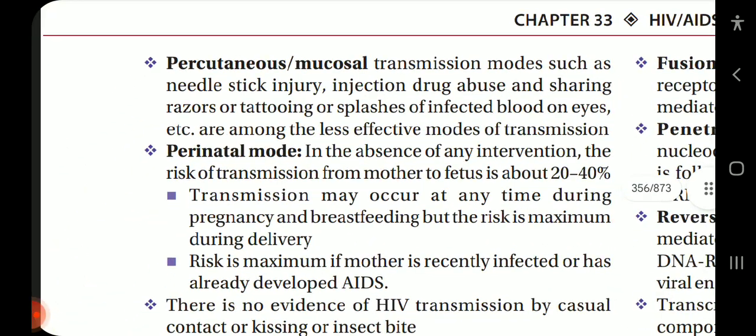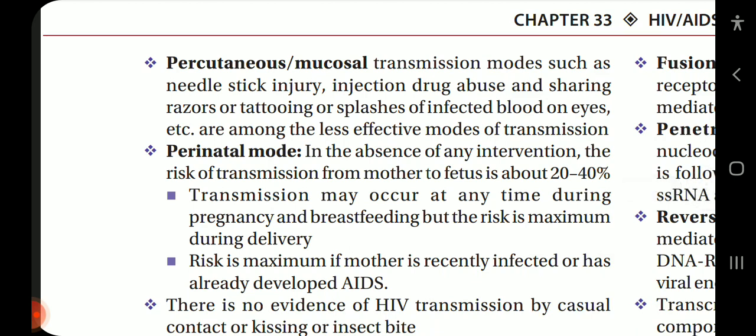Alright, so now the percutaneous or mucosal transmission modes, such as needle stick injury, injection drug abuse, sharing razors, tattooing, or splashes of infected blood on the eyes, are among the less effective modes of transmission.